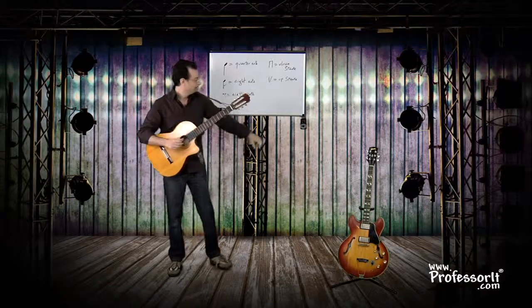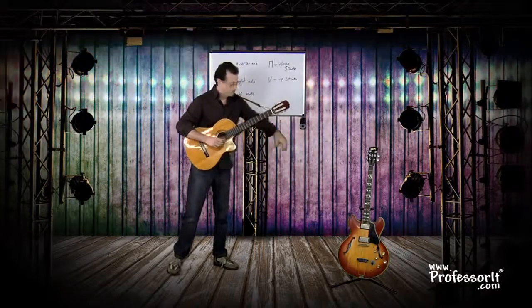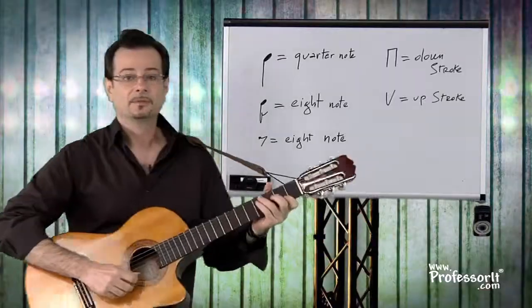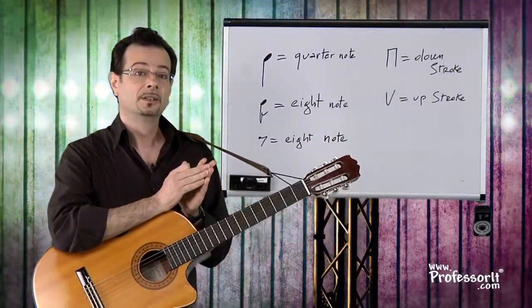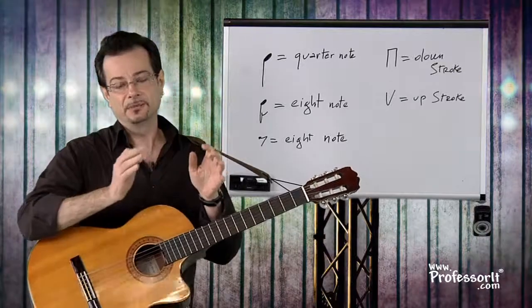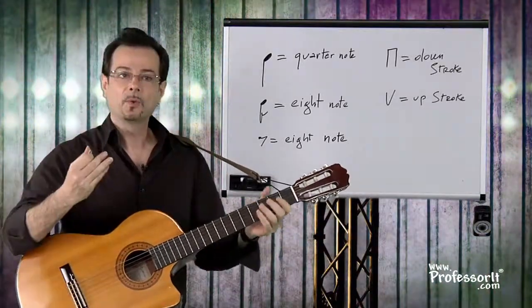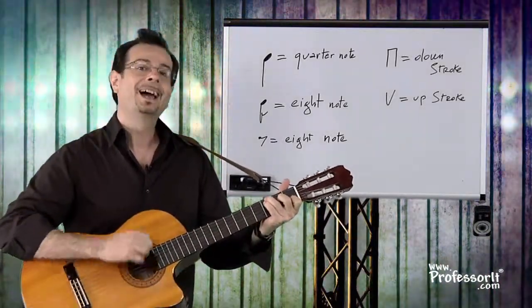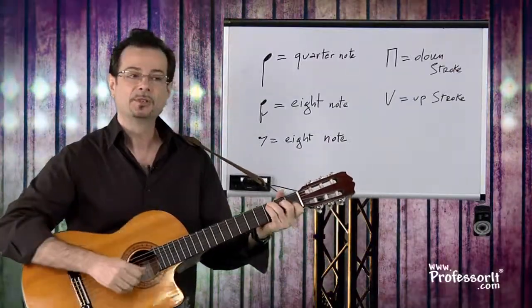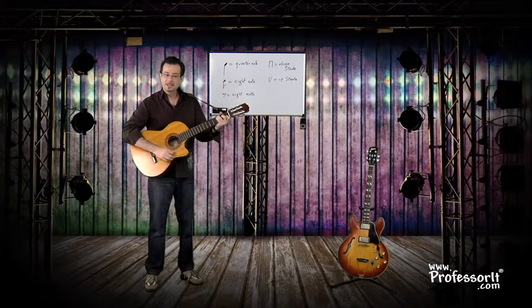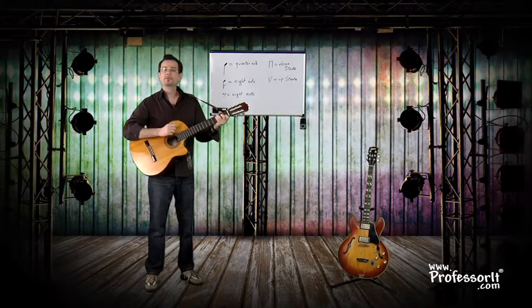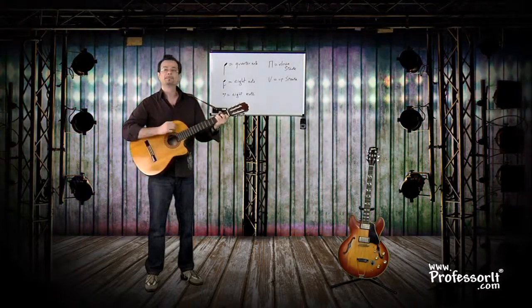Basically, what you do when you bring your hand up, you hit the strings, and that is still part of each individual beat. So beat number 1 would be 1 and, then beat number 2 would be 2 and, beat number 3, 3 and, beat number 4, 4 and.